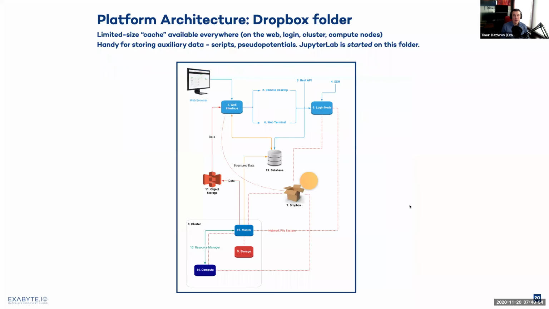The Dropbox folder is accessible to the users, and it's meant for storing small data like scripts, Python scripts, for example, Bash scripts, or pseudopotentials that are not bulky. The total size of the Dropbox folder is limited to 1 gigabyte, but the folder is accessible everywhere in the platform. It's accessible on the login node, on the master node, and on the web interface. So it's a convenient way for users to share data between different components of the infrastructure.